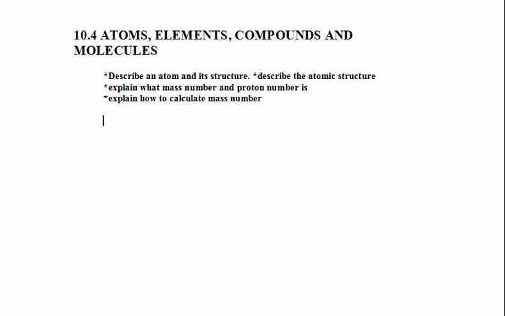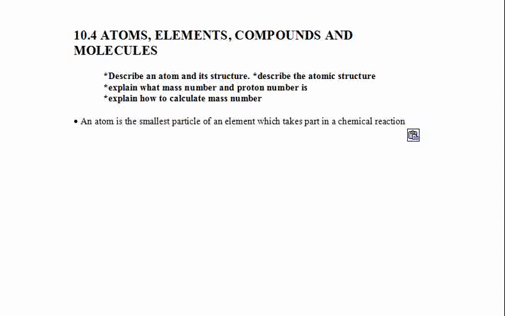Okay, let's go into the topic. An atom. An atom is the smallest particle of an element which takes part in a chemical reaction. Okay, if we were to be asked what an atom is, it is simply the smallest part of an element which takes part in a chemical reaction. This is the simple definition which we can cover.